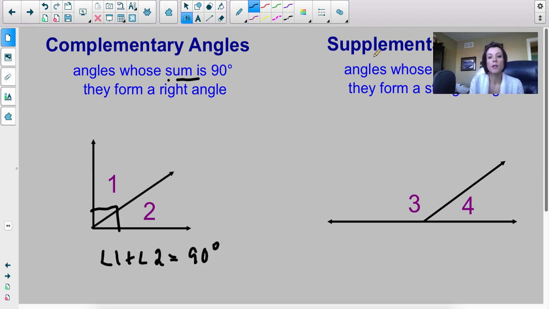Supplementary angles are two or more angles whose sum adds up to equal 180 degrees. They form a straight line. So angle 3 plus angle 4 is equal to 180 degrees.